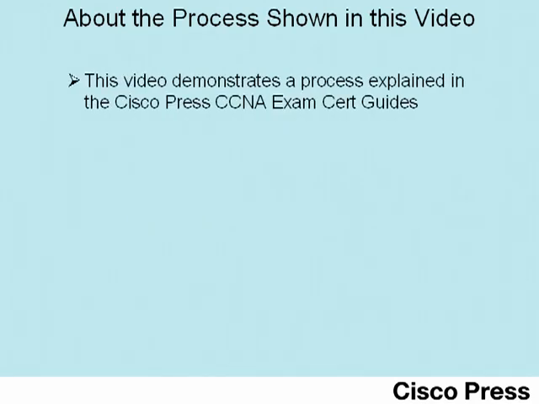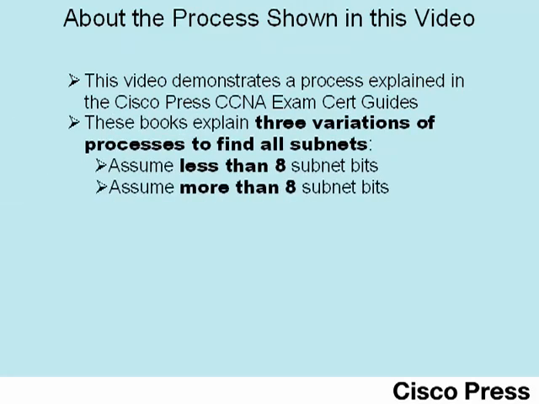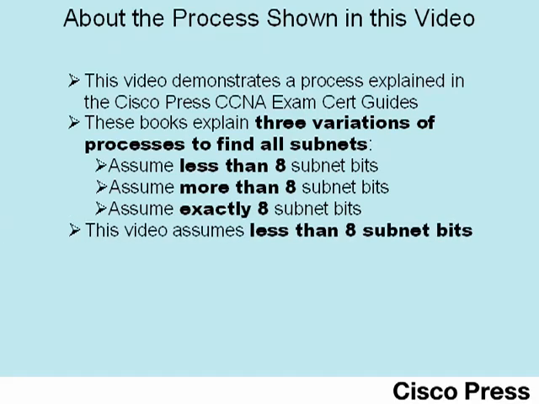Now, for those of you that are also using the Cisco Press books, this video demonstrates one of 3 processes that are used inside those books for finding the subnets of a single network. Those 3 processes make 3 different assumptions. The first assumes less than 8 subnet bits. The second assumes more than 8 subnet bits, and a third process assumes exactly 8 subnet bits. This video demonstrates the process that assumes less than 8 subnet bits, and by the way, the book refers to this process in a summary appendix as process RP7A.